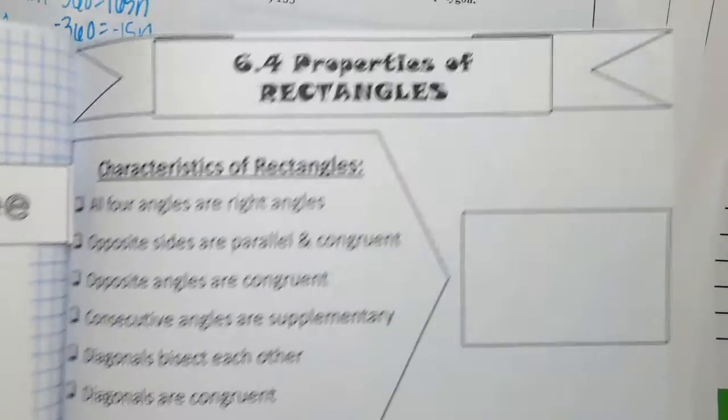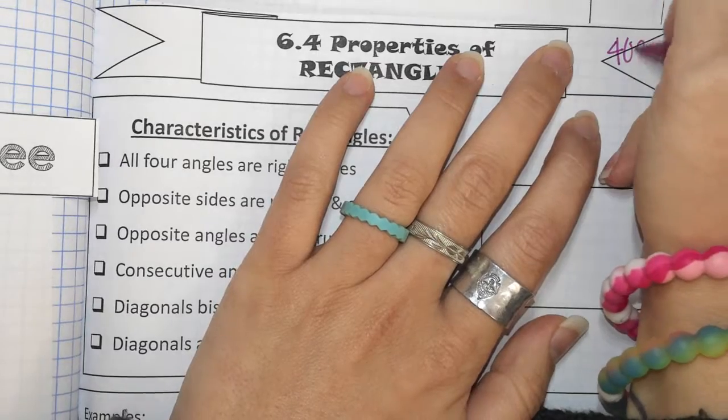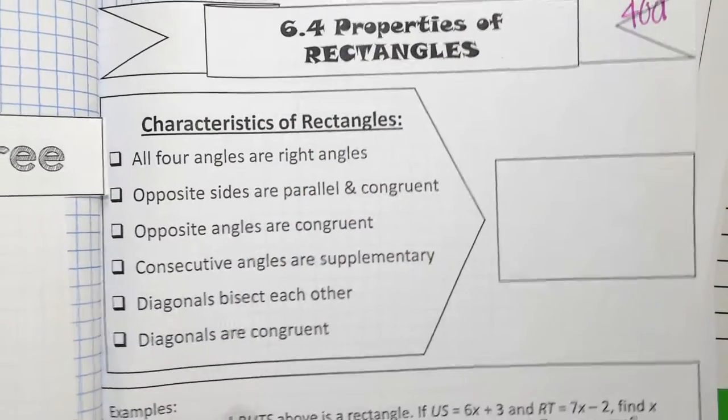Alright. Okay, guys. Here we go. We're going to ignore Blake now. And we're going to look on page 40A, where it talks about properties of rectangles.